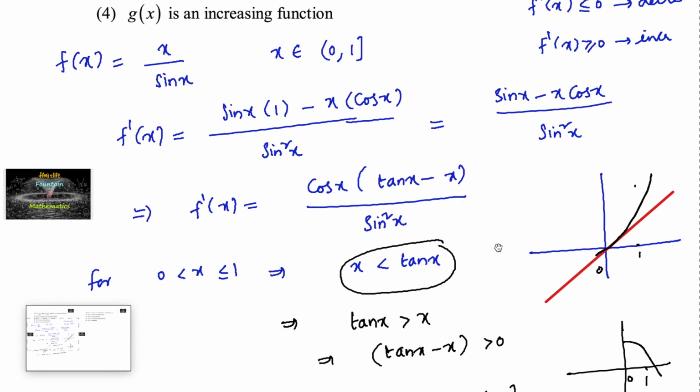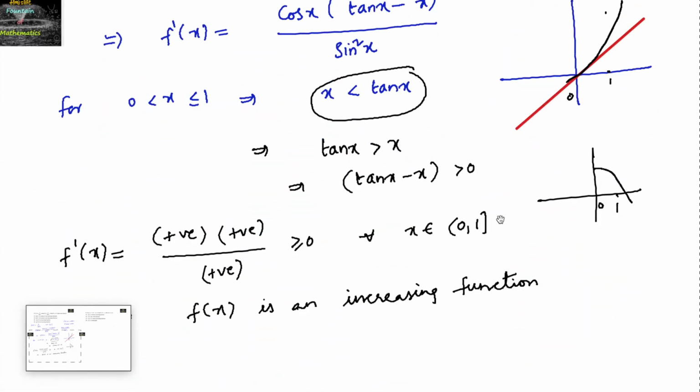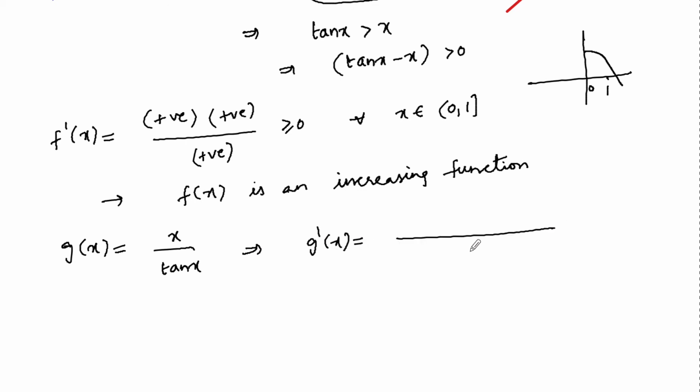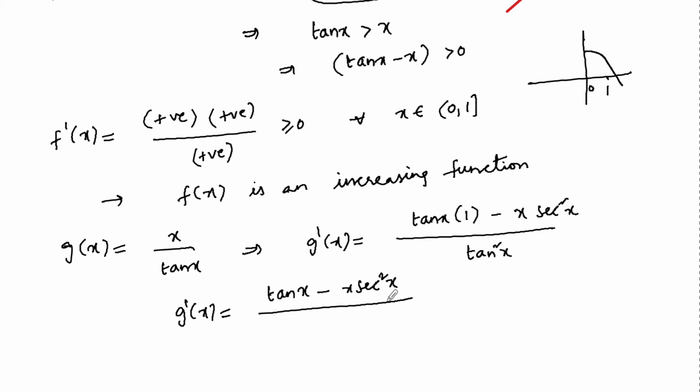And now let's check for g(x). g(x) is equal to x upon tan x. So differentiating this, g'(x) is equal to the denominator tan²x, times tan x into the differentiation of x, which is 1, minus x into d/dx of tan x, which is sec²x. So g'(x) is equal to (tan x minus x sec²x) divided by tan²x.